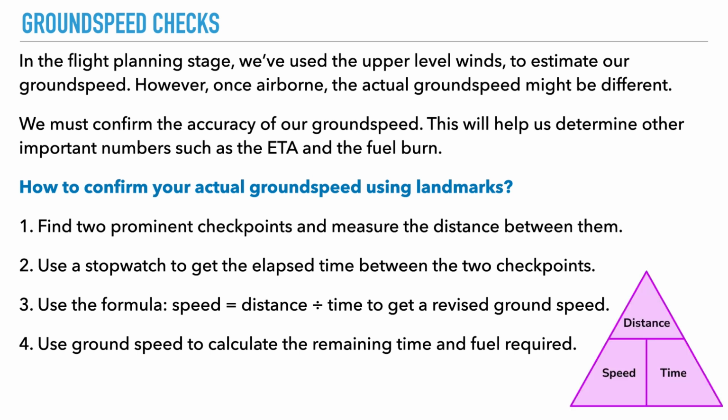This is the speed-distance-time triangle. To use it, simply cover the variable you want to find with your finger. The remaining visible elements show you how to calculate it.